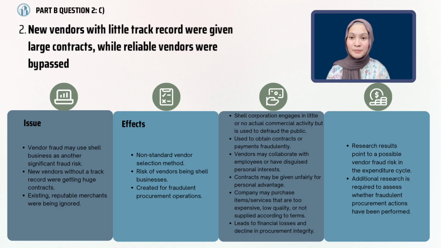As a result, the company may purchase items or services that are too expensive or low quality or not supplied in accordance with the terms, which leads to financial losses and a decline in procurement integrity. Hence, the research result by Lina points to a possible vendor fraud risk in the expenditure cycle. Additionally, research is required to assess whether any fraudulent procurement actions have been performed.